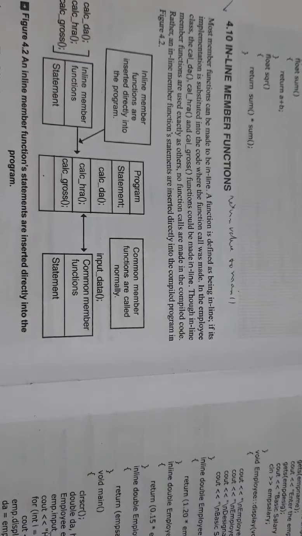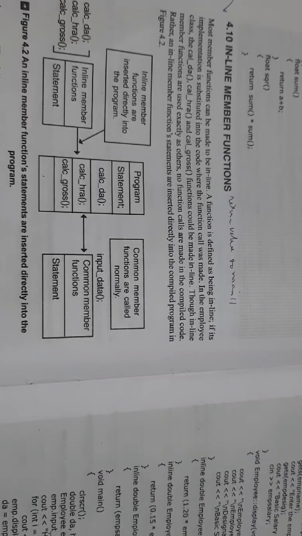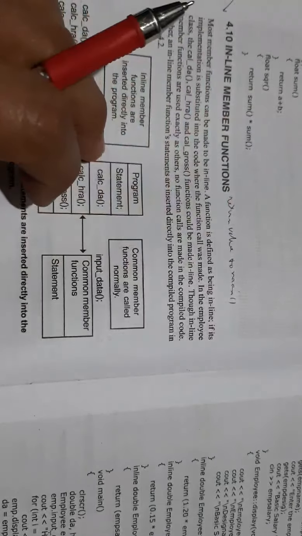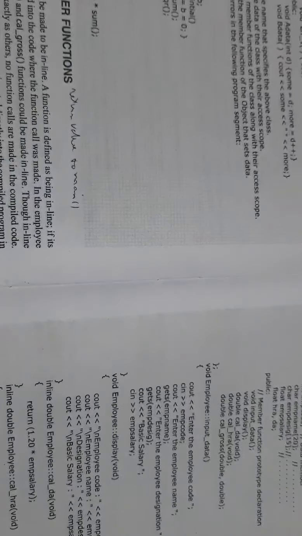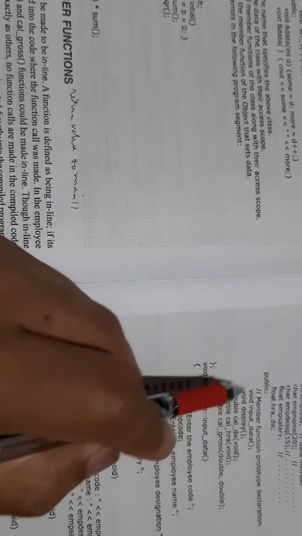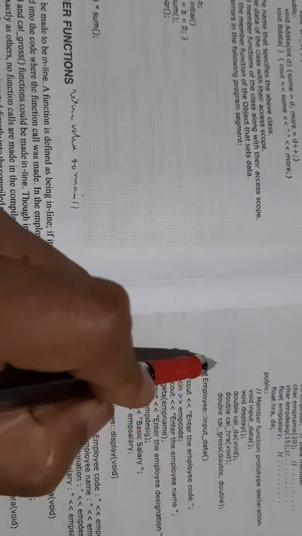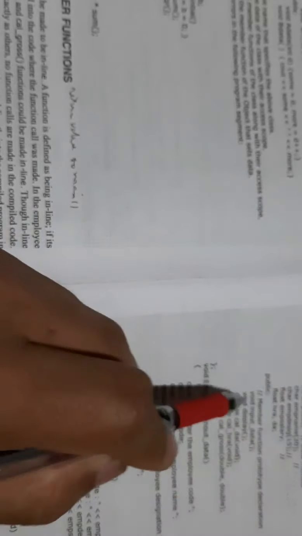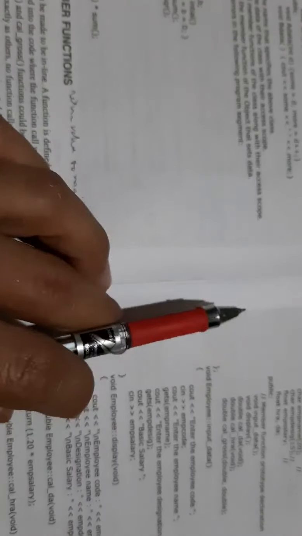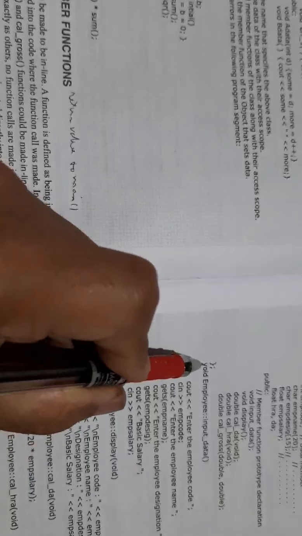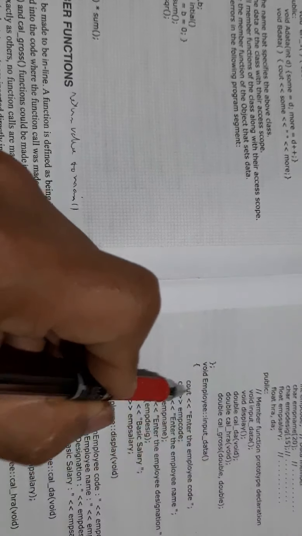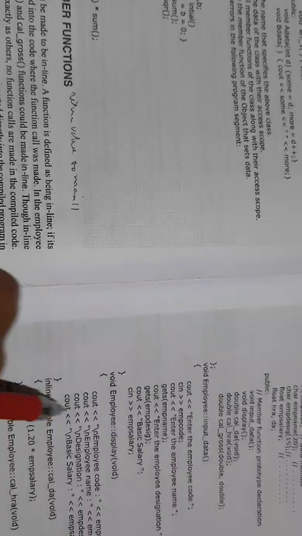So what does that mean? Now, when a function is defined inside a class, here this is a function declaration. So this is where the class definition ends, right? So here there is no inline member function defined. The member functions are defined outside the class, these two.